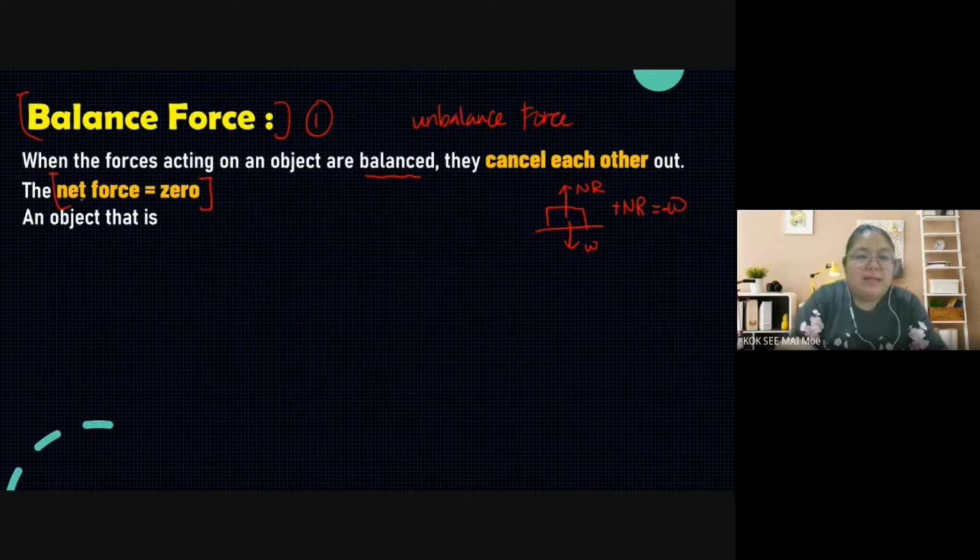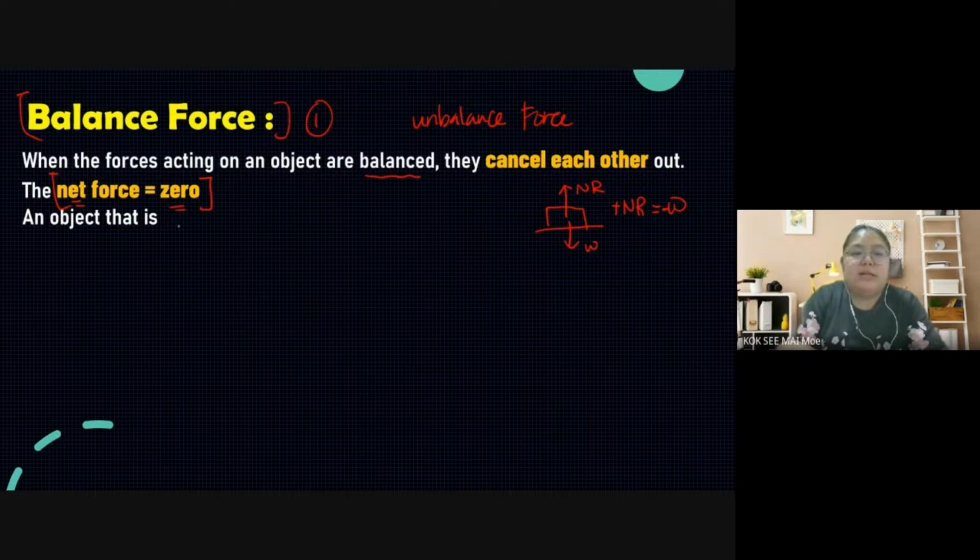What is the meaning of net? Net means the last one. Total, you cannot discount anymore. You go to buy anything, they say net price. Net price means cannot discount anymore. It's the last already. So that means the last force, when there's a balance, is 0. Okay, don't have any forces acting on the object.